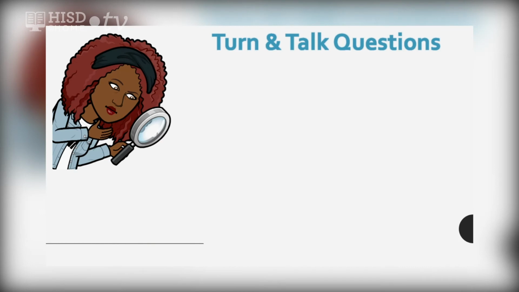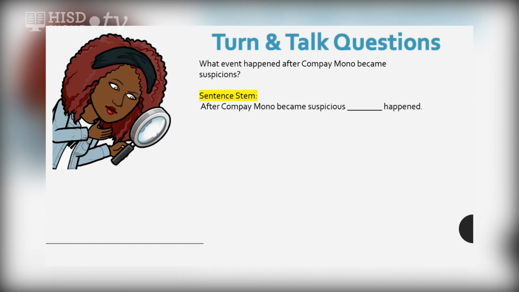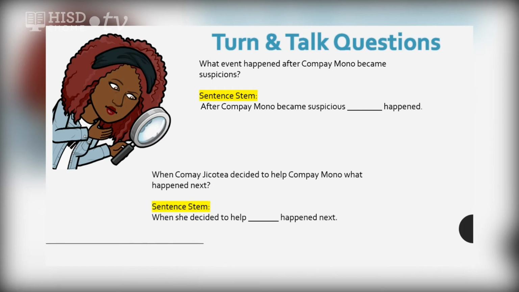Let's answer some turn and talk questions. What event happened after Compe Mono became suspicious? Use the following sentence stem: After Compe Mono became suspicious, blank happened. When Come Jicatia decided to help Compe Mono, what happened next? When she decided to help, blank happened next.